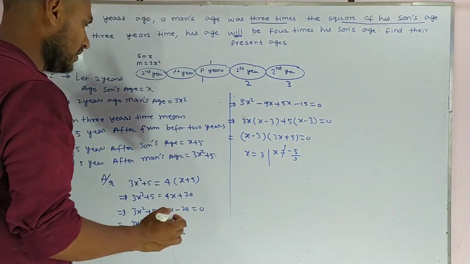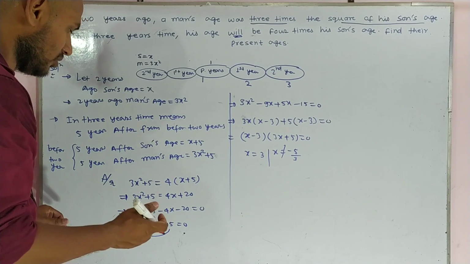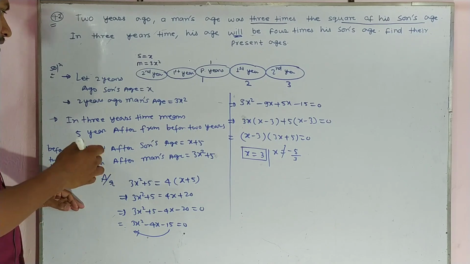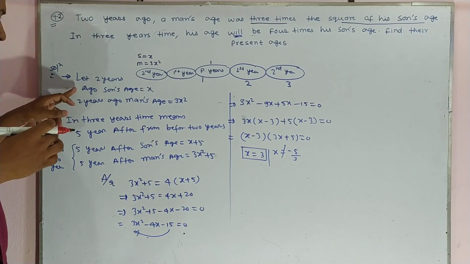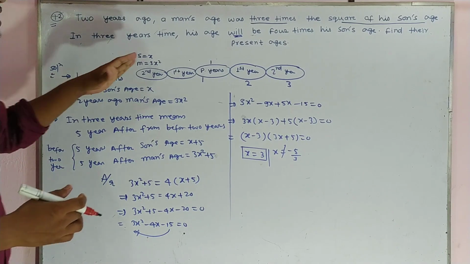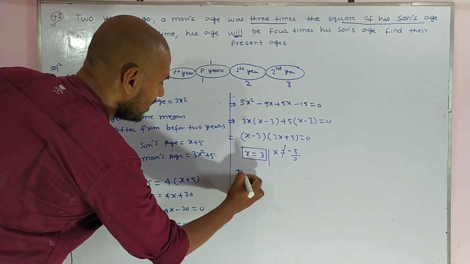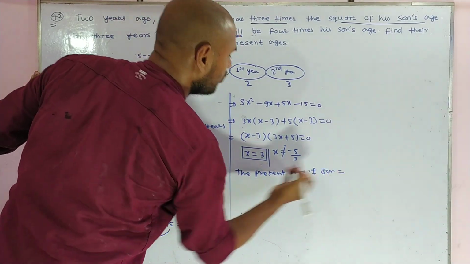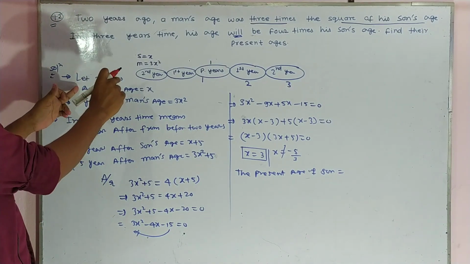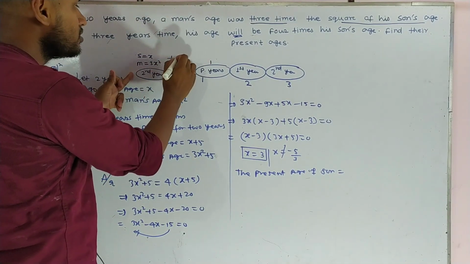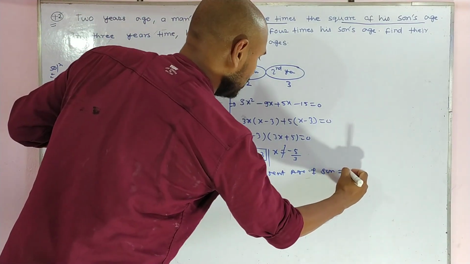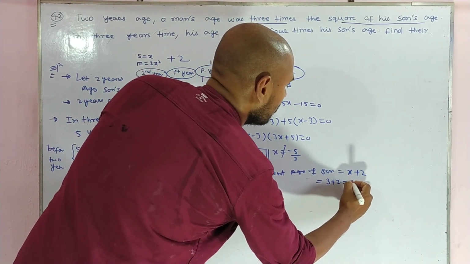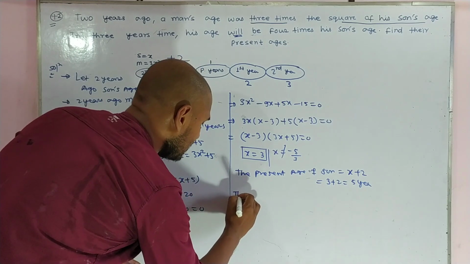Our value cannot be negative, because ages cannot be negative, so our answer is x equal to 3. Again, the question is not asking about the age of the son 2 years ago, but about the present age. So the present age of son is the age 2 years ago plus 2, that is x plus 2, which gives 3 plus 2, that is 5 years.